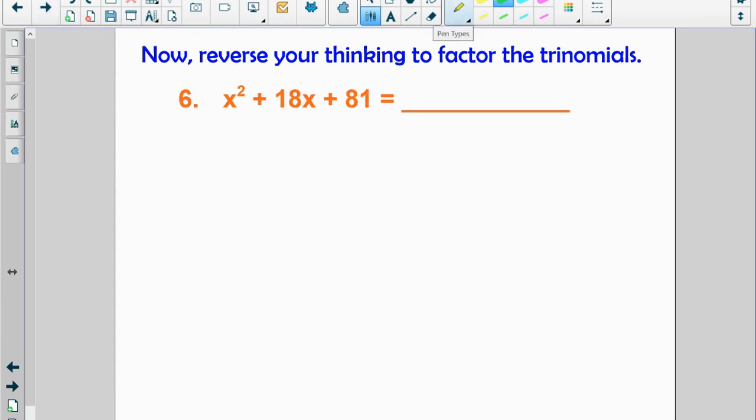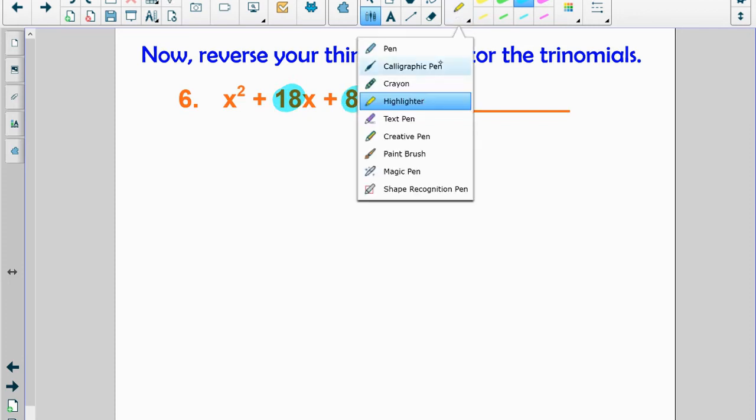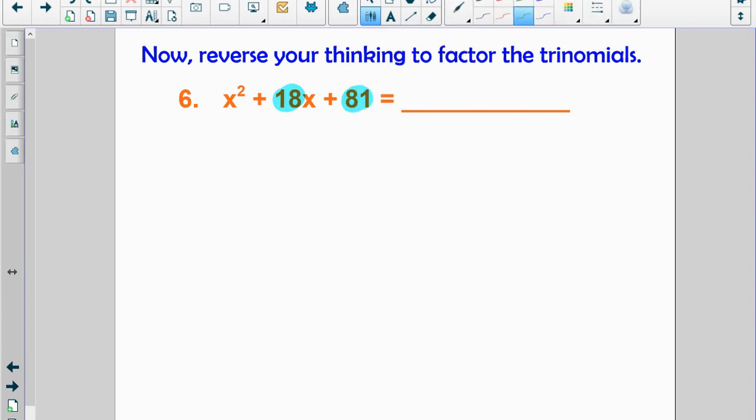All right, so you try this one. X squared plus 18x plus 81. Press play when you're ready. Did you recognize those two numbers and how they relate to a specific value? I recognize that when I take 9 and double it, I get 18. And when I take 9 and I square it, 9 times 9 is 81.